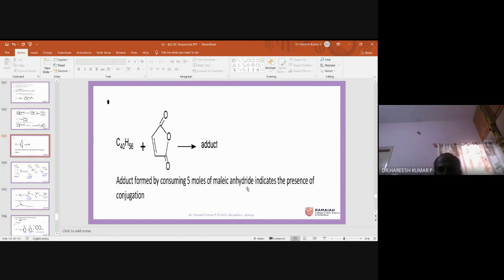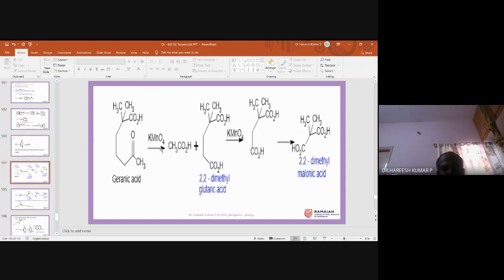So what does it indicate? It indicates the presence of conjugation. Conjugation means alternate double bonds. So when a carotenoid reacts with maleic anhydride, it consumes 5 moles of maleic anhydride and gives an adduct. So this indicates the presence of conjugated double bonds. Conjugated double bonds means alternate double bonds. With this, I will go to the next slide.